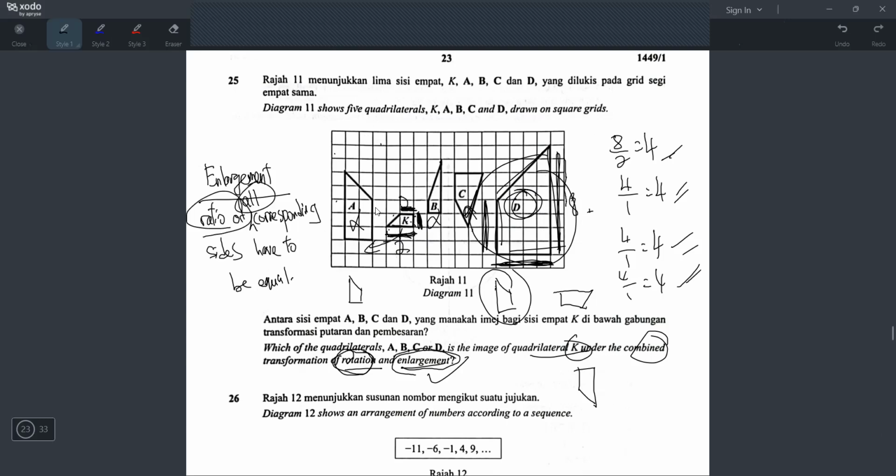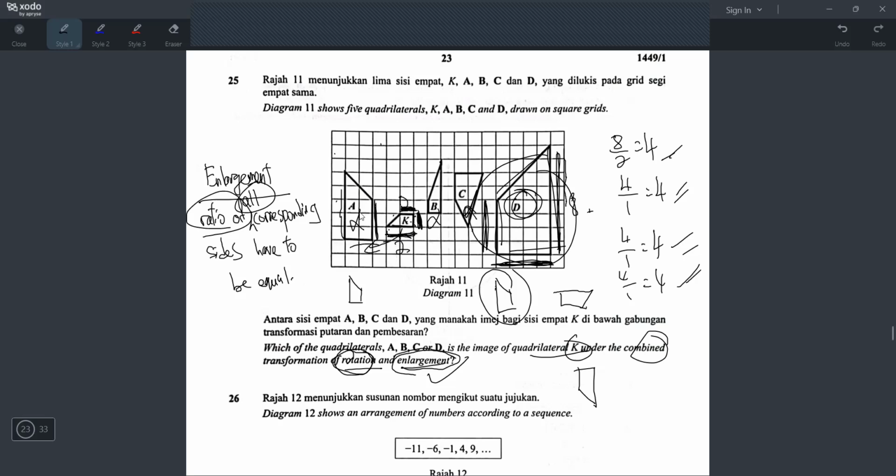I already told you why. This one, the ratio is 3 divide 1, which is 3, but this one is 2 divide 1, which is not equal. And then this one is like 1, 2, 3, 4, 5 divide with 2. Even more not the same. So if you enlarge, the ratio of all corresponding sides has to be equal, right? So to be honest, I think there's no answer for this question.